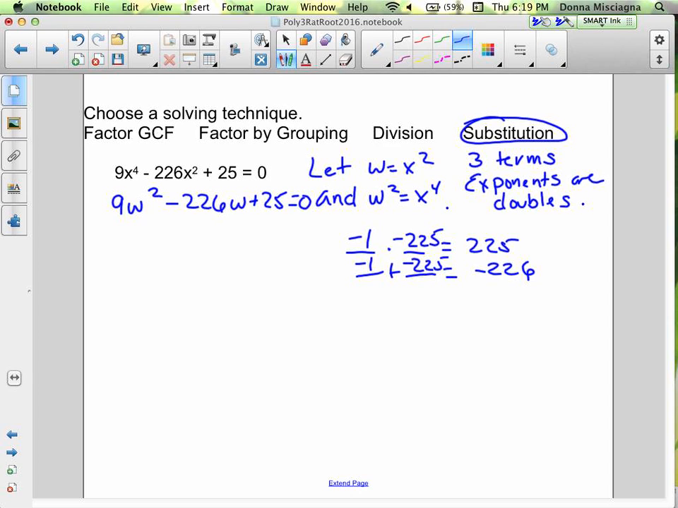So you see, this isn't very difficult. So we have 9w squared minus w, are a group, plus negative 225w plus 25 are a group, and then we set that equal to 0.